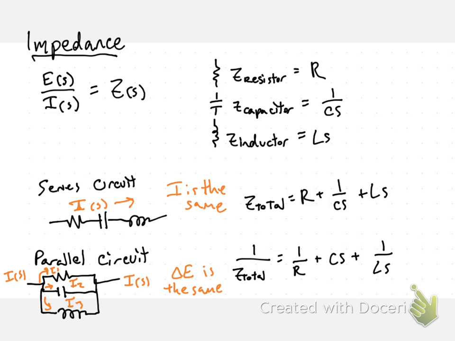So in this case, 1 over our total impedance for this parallel circuit would be equal to 1 over R plus 1 over 1 over CS, which becomes CS, plus 1 over LS. We could then manipulate it to find our total impedance of that circuit so that we could have a relationship between I and E, which will allow us to analyze systems faster.